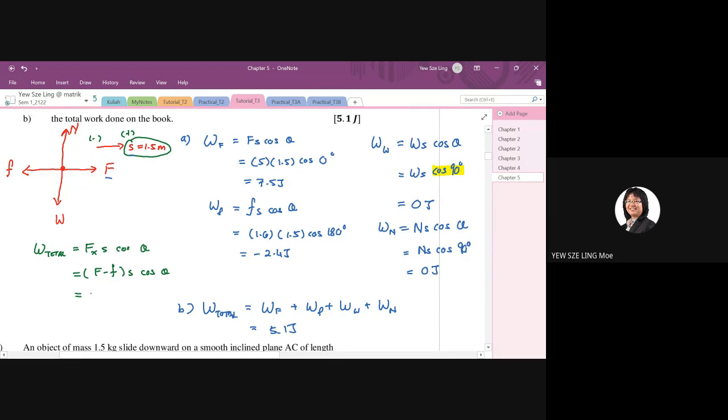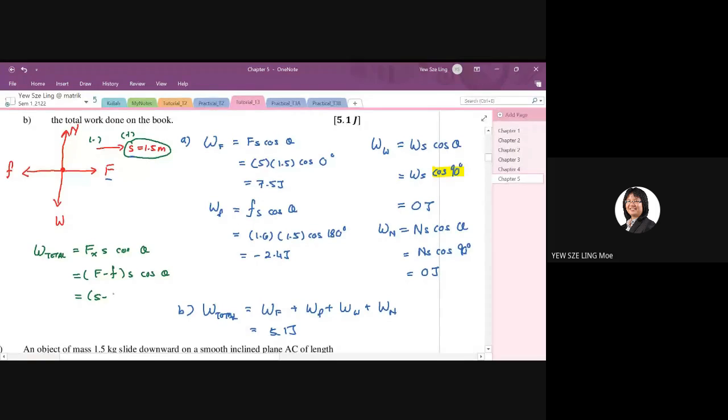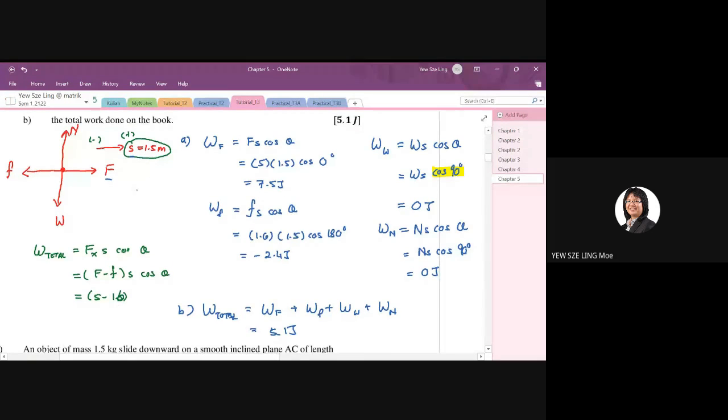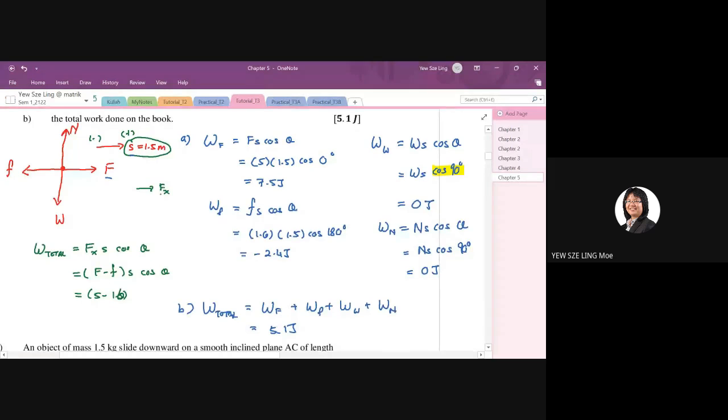So F minus friction is, F is 5, so 5 minus 1.6, sorry, 1.6. 5 minus 1.6 gives you Fx going to the right hand side, because it is a positive value. If you get a negative value, then you need to use cos 180 degrees. And then S is 1.5. Because your Fx and your S are going in the same direction, so cos 0 degrees.